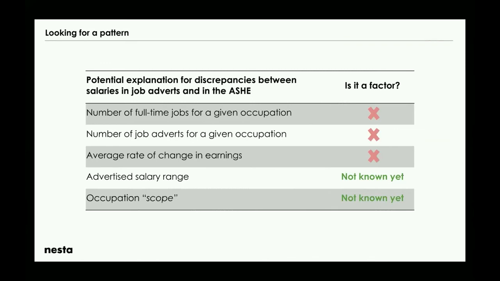There are some more options that we would like to explore in the future. One is the salary range. The broader the salary range, the more likely it is that the final earning will be different from the mean of the salary range. And also the occupation scope. Some occupations are less defined, for example, management consultants and business analysts. The occupation includes more than 30,000 unique job titles even after normalization. This means that there is large intrinsic variation that can lead more easily to discrepancies with official sources of data.